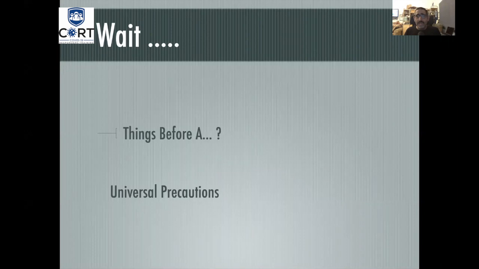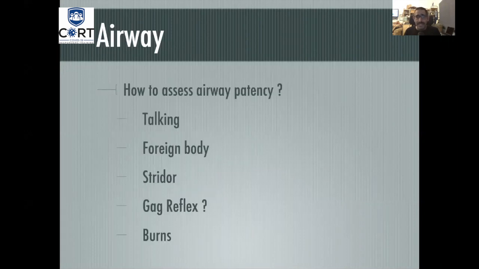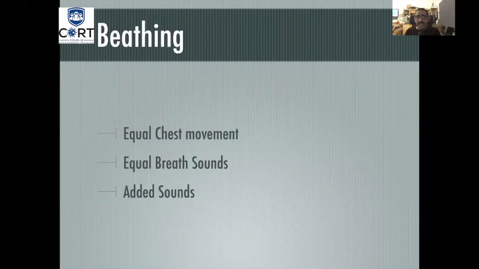So let's look at what are the things that can help us in ABC, in airway. If the patient is talking, and then check for foreign bodies. Stridor or noisy breathing might indicate that this patient has partial obstruction, not complete obstruction, and then the gag reflex. Breathing is very easy: equal chest movement, equal breath sounds, and then we check for added sounds.